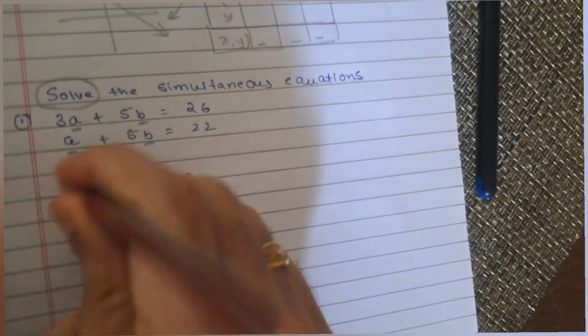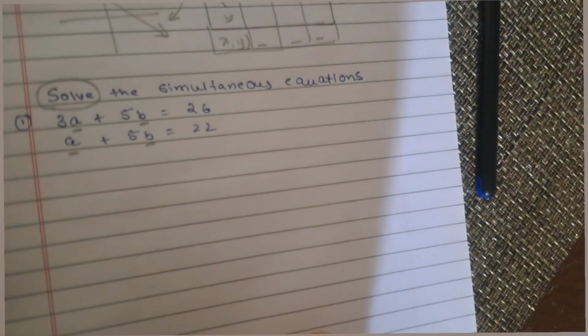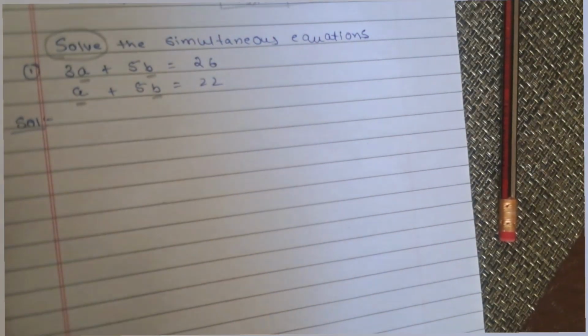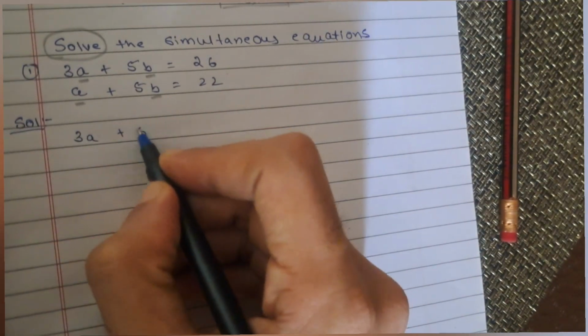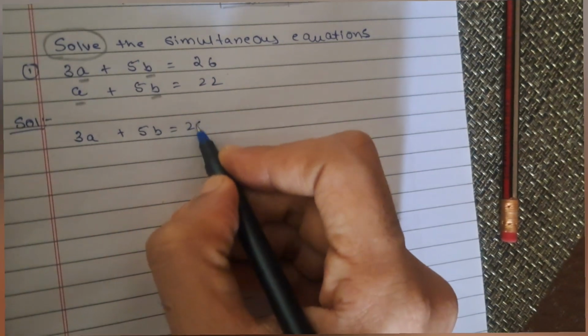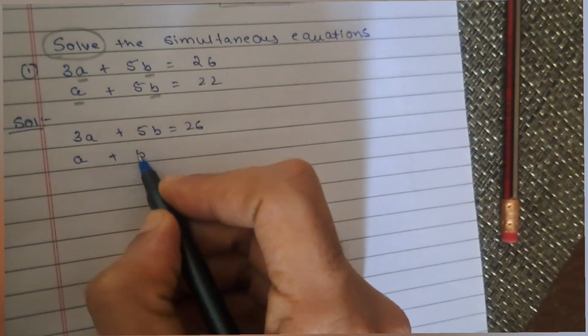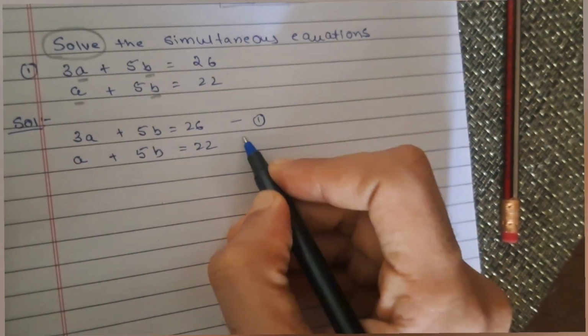To do that, the very first step is that whatever equations are given to you, you have to number those equations. So let me start my solution like this. Solution. I will just copy paste these two equations in my first line, nothing else. As it is, I am just copying the first equation and second equation like this, and let me number them as equation number 1 and equation number 2.